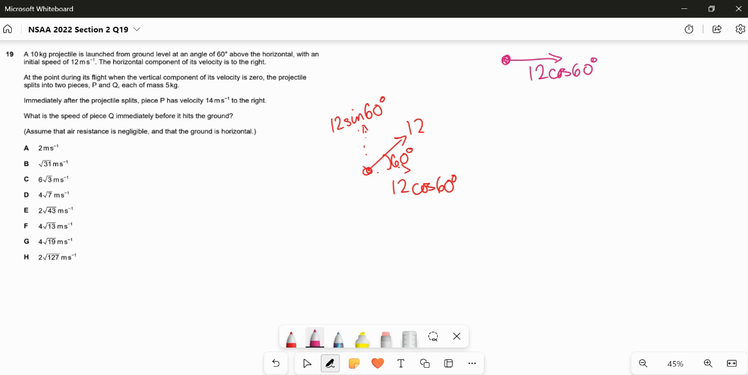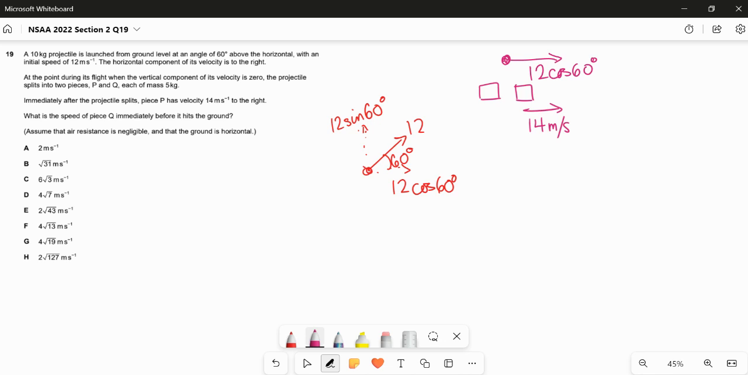The projectile splits into two pieces, P and Q, each of mass 5 kilograms. Immediately after the projectile splits, piece P has velocity 14 meters per second to the right. What is the speed of piece Q immediately before it hits the ground?